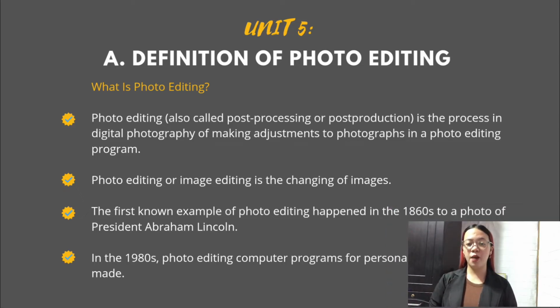The first known example of photo editing happened in the 1860s to a photo of President Abraham Lincoln. Before the invention of computers, people had to edit images by hand. Some editing was done by pasting photos together. People also used tools like ink, paint, and airbrushes, and an enlarger made bigger pictures and allowed adjustments such as brightening or darkening different parts. When it comes to the 1980s, photo editing computer programs for personal computers were made.